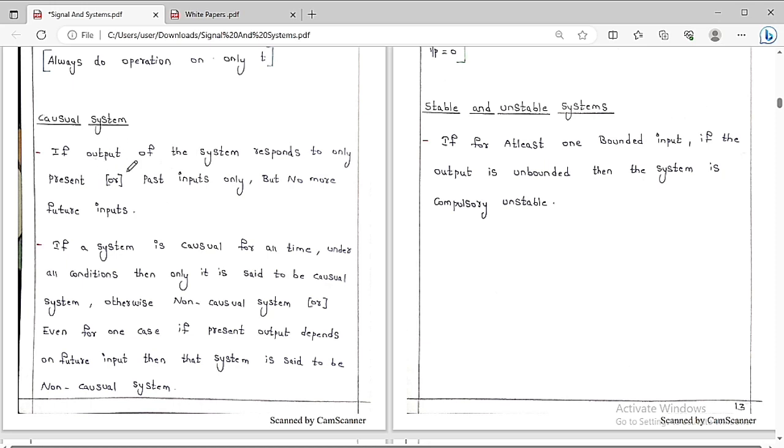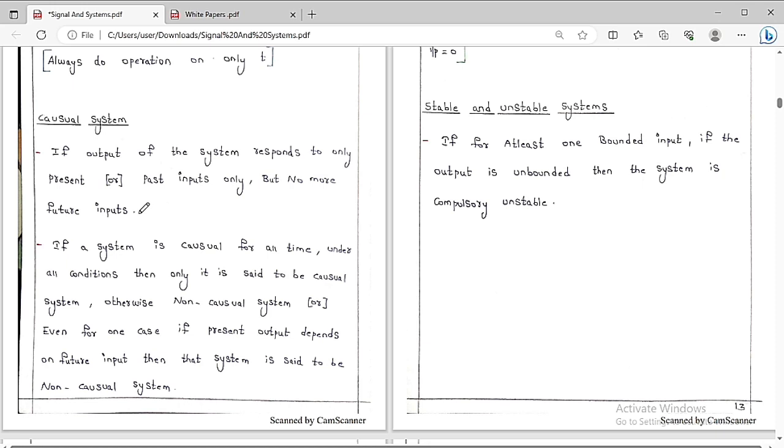A causal system means the output of the system responds to only present or past inputs, but no future inputs. So the output is independent of the future inputs. Listen carefully: for a given system, if the present output is independent of the future inputs, then the system is said to be causal. You can also say it the other way: if the present output depends on the present input or past inputs, but not on future inputs, the system is causal. Non-causal is very simple: the present output depends upon the future inputs, so it is a non-causal system.